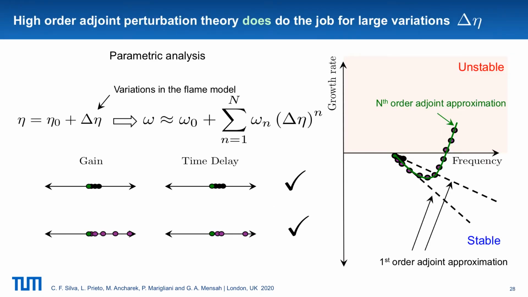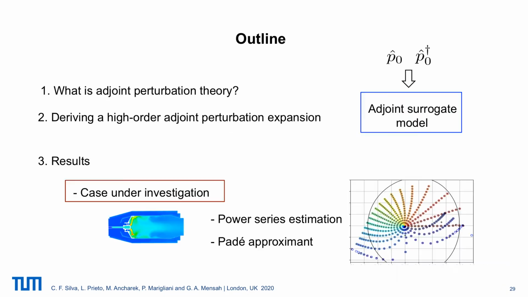We will show in the results section that this kind of approach can actually recover pretty well this kind of non-monotonic trajectories. So after using the 16th order adjoint perturbation approach, we are able to have very large perturbations in the flame response, in the gain and time delay, and recover this kind of loci in the complex plane. Well, let's go now to the results section.